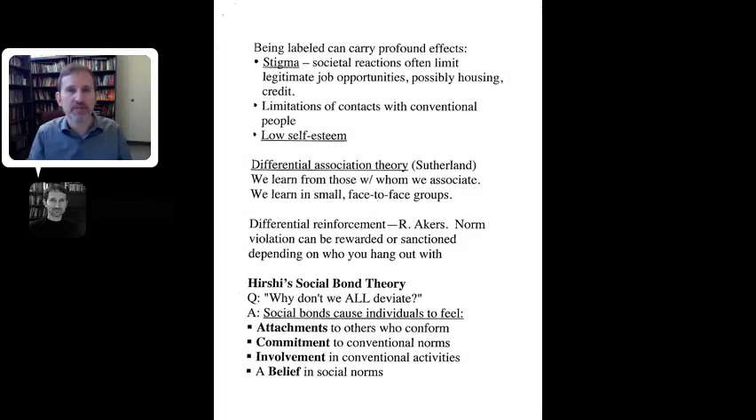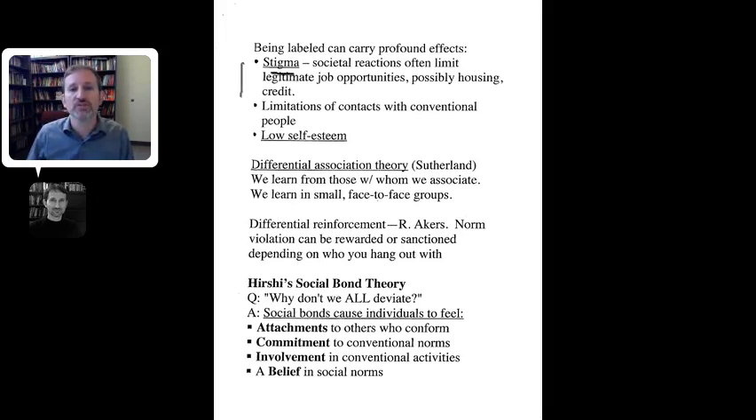Imagine that you have been formally labeled, convicted of a crime. Let's say you've been convicted of burglary, okay? You didn't do the crime, but you've been labeled. What would be the effects of that? And that's the next topic I want to discuss. Even if you didn't do something, labels have effects.